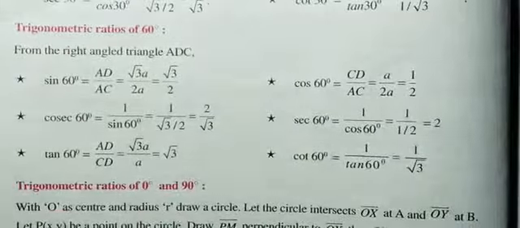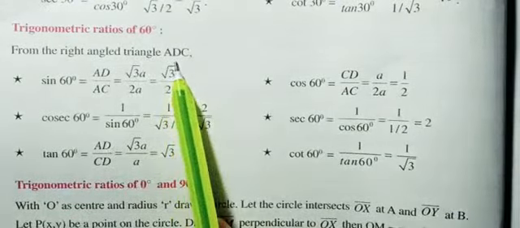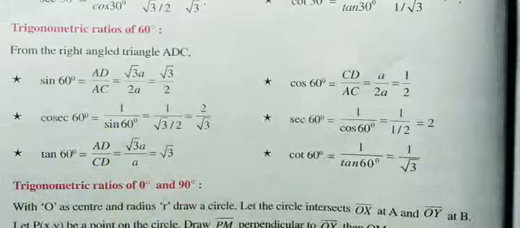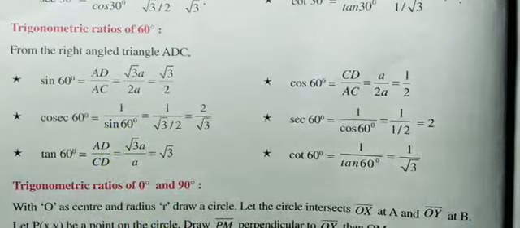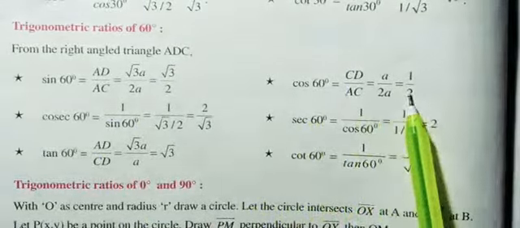Next, come to the trigonometric ratio of 60 degree. For that we are again considering the triangle ADC from that figure. If we remember that triangle, sin 60 degree is equal to AD by AC, that means root 3A by 2A, that means root 3 by 2. Cos 60 is equal to CD by AC, that is A by 2A, that is half.